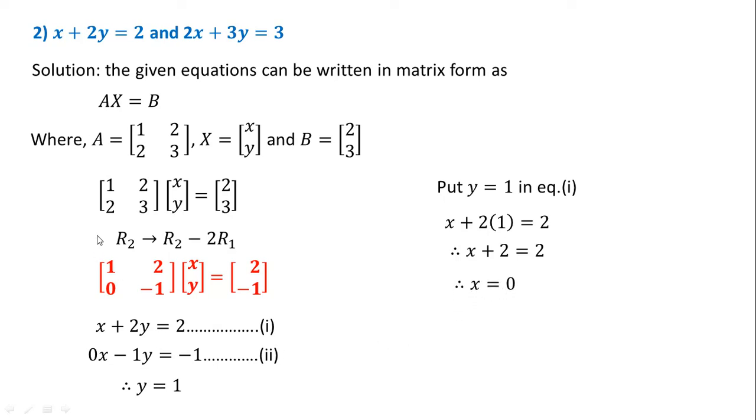So after converting the matrix into the upper triangular matrix, we get the value of y is equal to 1 and then the value of x is equal to 0. So the final answer is x is equal to 0, comma y is equal to 1. So this is the solution of the given pair of linear equations. Okay.